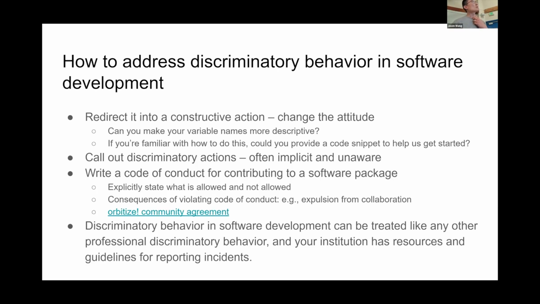If you are interested in codes of conduct, there's a link here to the Orbitize community agreement, and there's also the Code Astro community agreement that Sarah showed on the first day, which is somewhat based off of the Orbitize one. So you can read either one of them for inspiration if you are looking for somewhere to get started. If worse comes to worse, discriminatory behavior in software development can be treated like any other sort of professional discriminatory behavior. And we have resources in place to help mitigate and handle these incidents, albeit sometimes imperfect.